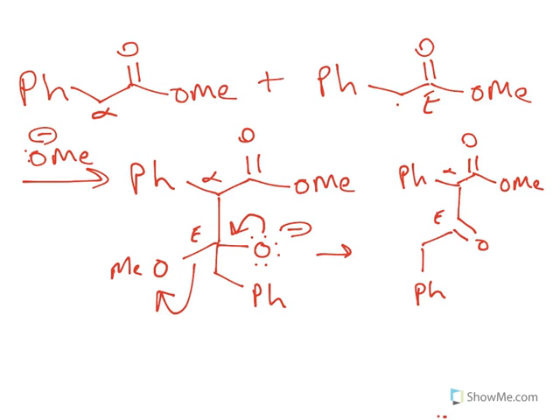So practice that one and see if you can come up with the same product, whether it takes going through the mechanism and then convincing yourself how alpha and the E carbon connect to each other. All right, so that's the Claisen condensation.